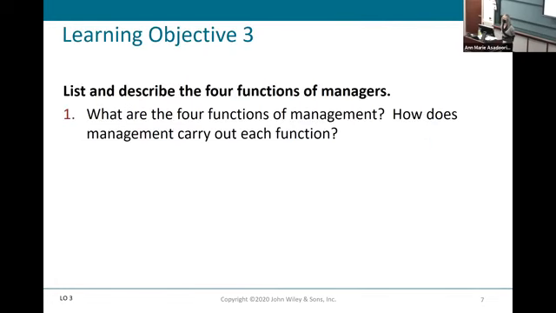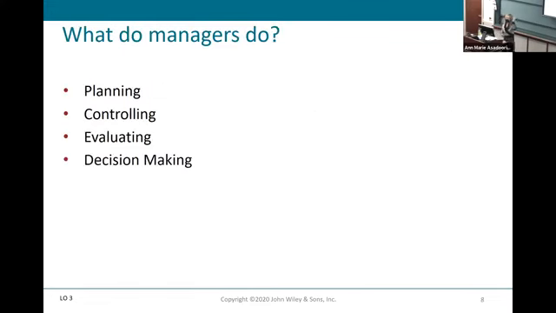Okay, the 4 functions of managers. Like I said, this chapter, so here's the learning objective. When we're done with this, you will be able to answer this question: what are the 4 functions of managers and how do they carry out each function? So this pretty much sums up everything that you're going to do as a manager. And some of these terms are now tying back to that IMA statement, right? Starting with planning, then controlling, then evaluating, and then all the while you're doing decision making, right? So let's talk about these terms in more detail here.